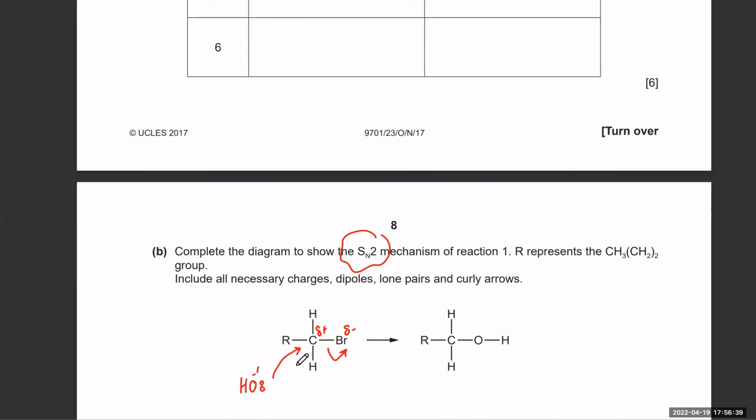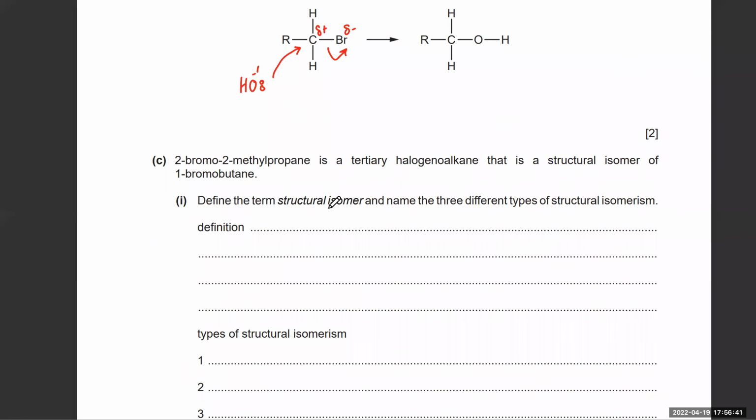So we're done with this table. We're done with this as well. Define the term structural isomer and name 3 different types of structure. So structural isomer is same molecular formula, different structural formula. Write the whole thing: molecules having same molecular formula, different structural formula. So the atoms are arranged or bonded differently.